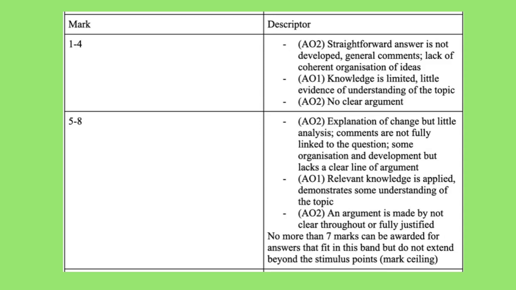Here are the bottom 2 bands for this question, which are also explained further in the overview video. But you might notice that we're seeing words like straightforward, not developed, general, lack of coherent organisation, knowledge is limited. So if you're scoring in these bands, it might just mean that you've given some statements, but they're not explained fully. So try and bring in evidence from your own knowledge to explain why you've said that. Try and be specific as well. If you're just giving overarching themes, then maybe it's difficult for the examiner to score you highly. So if you can give some specific examples or be really precise with your points, then that's also really positive.